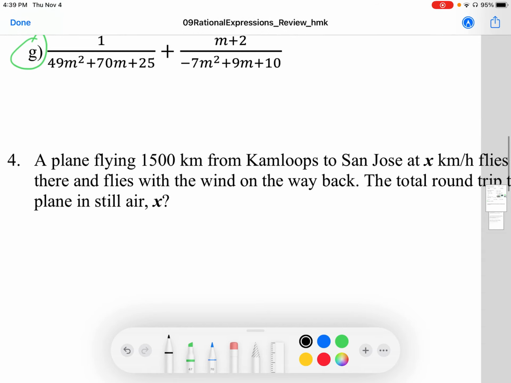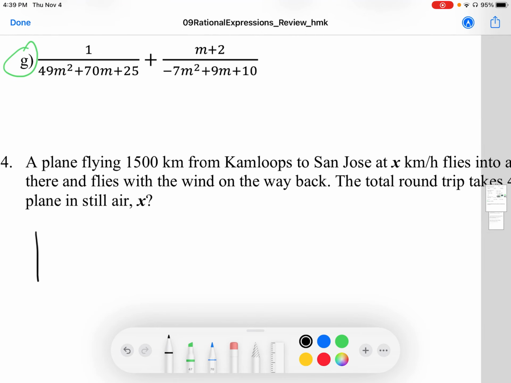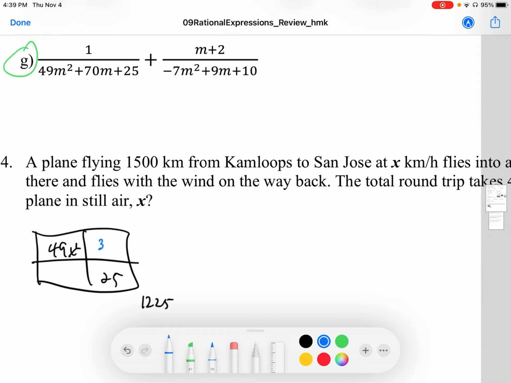But if we can't see that, we need to go ahead and put it in our box and see if we can factor this. Multiplying that, we get 1225. And we need to know what two numbers multiply to 1225 and add to 70. Well, if we just test 35 and 35, that's going to work out. So 35 times 35.